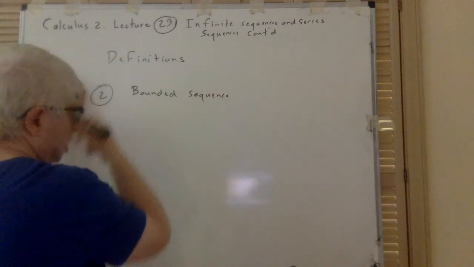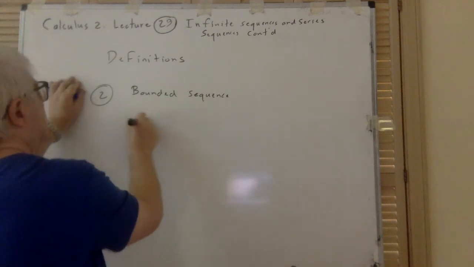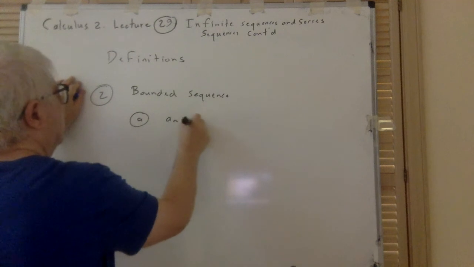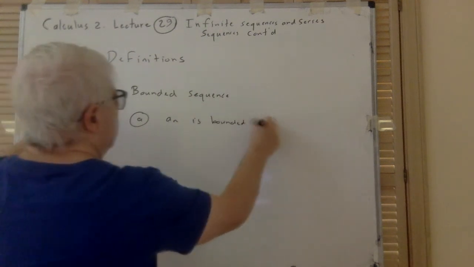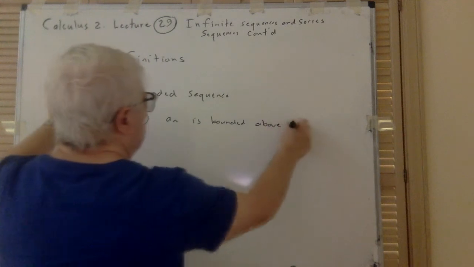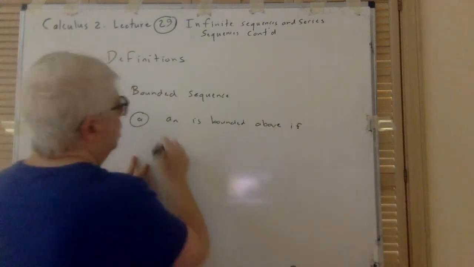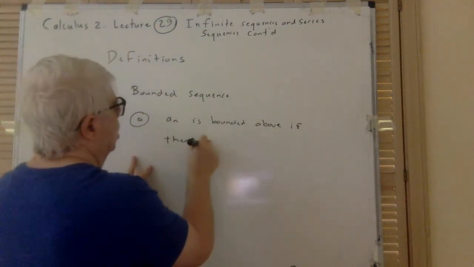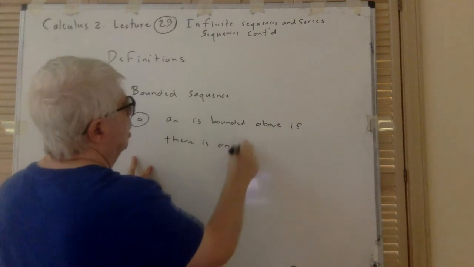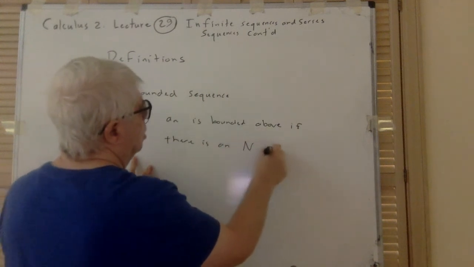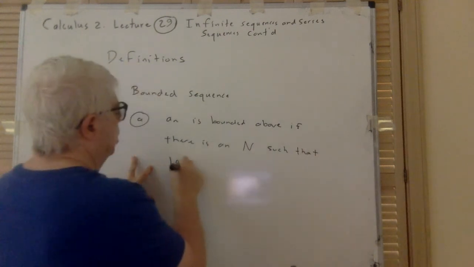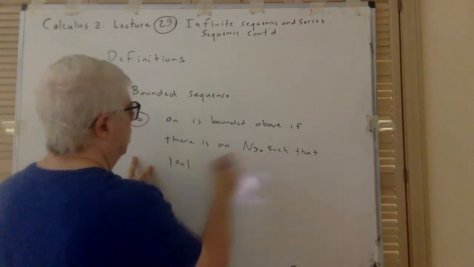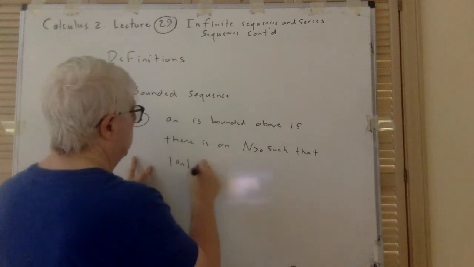Bounded sequence is this. We say that a_n is bounded above if there is an N such that the absolute value of a_n is, well, this should be positive, absolute a_n is less than or equal to this N.